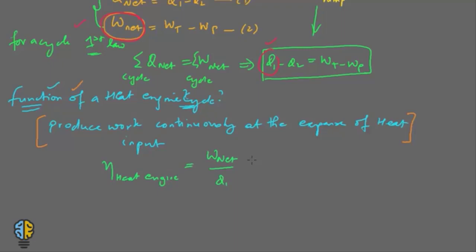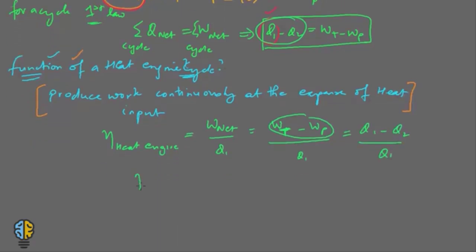So this is equal to WT minus WP by Q1. Now this is also equal to Q1 minus Q2 by Q1, and we can say that the efficiency of a heat engine is equal to 1 minus Q2 by Q1, and it is obviously less than 100%.